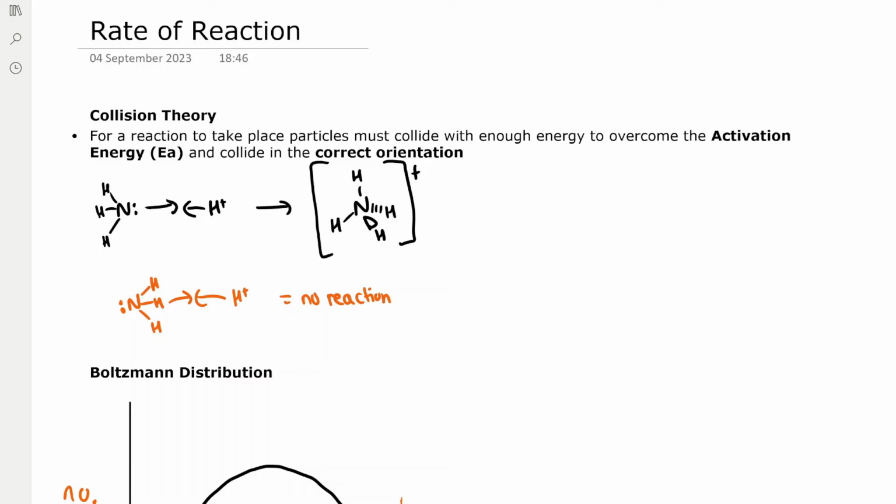Collision theory. So for a reaction to take place, particles must collide with enough energy to overcome the activation energy, which we represent as the EA, and collide in the correct orientation. So you can see that here we've got ammonia reacting with H+ ions, and when the lone pair on the nitrogen atom aligns with the H+ ion, then they can react to form ammonium ions, NH4+. But if the lone pair is facing away from the H+ ions and they collide, they won't react, and so reactions won't take place if they're not in the correct orientation.